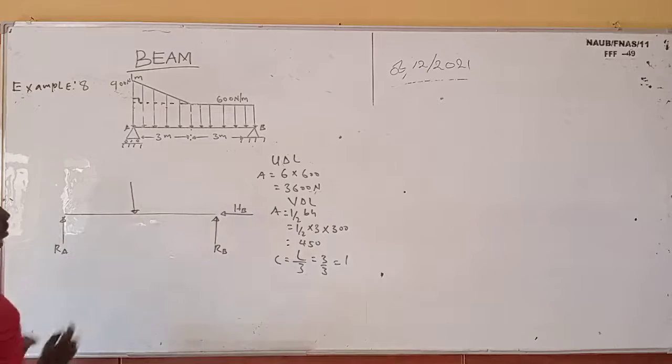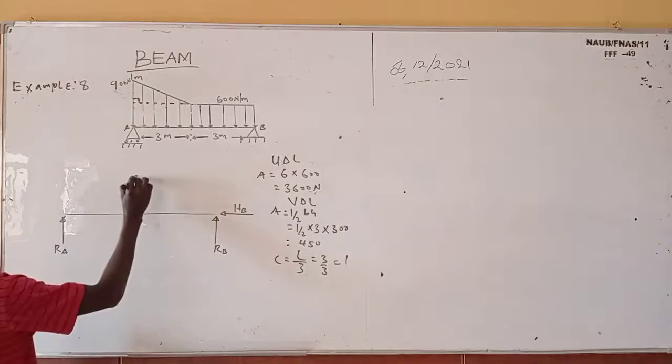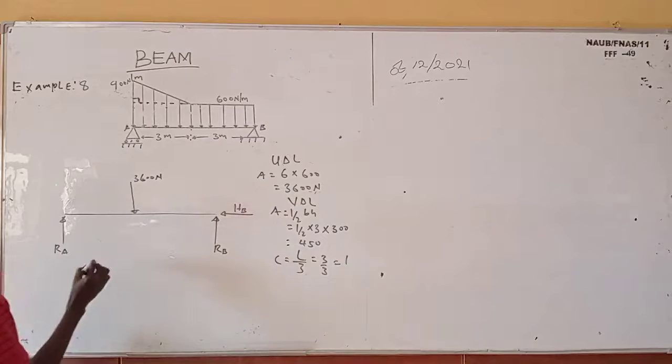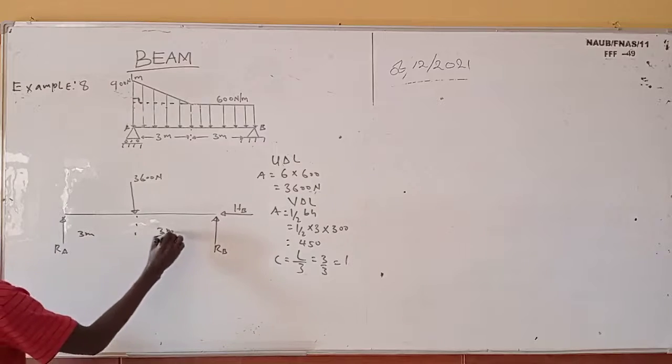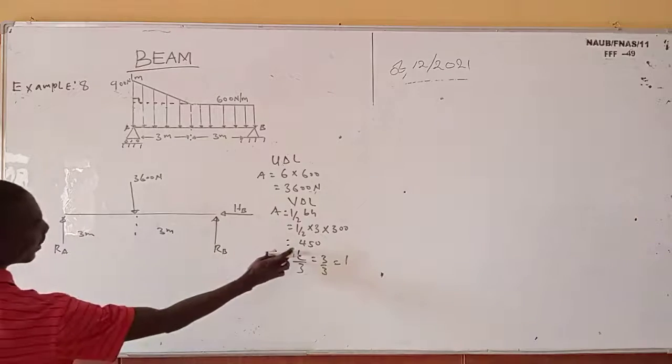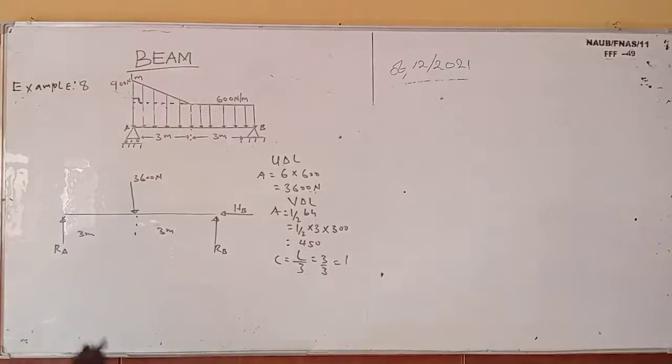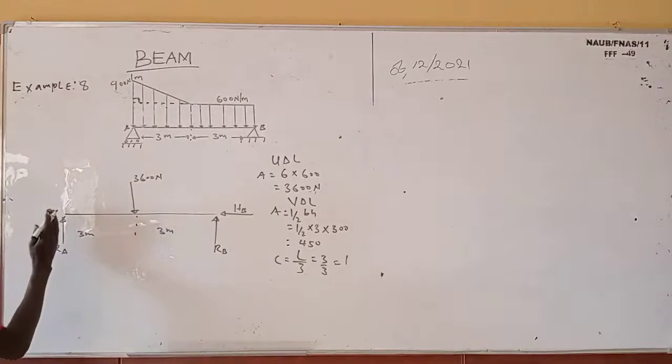The center of the beam, which is 3,600 Newton. And don't forget that this place is 3 meter and this place is 3 meter. Don't forget that this one is a variable distributed load, which is 450. It's going to add 1 meter away from 90 degrees.